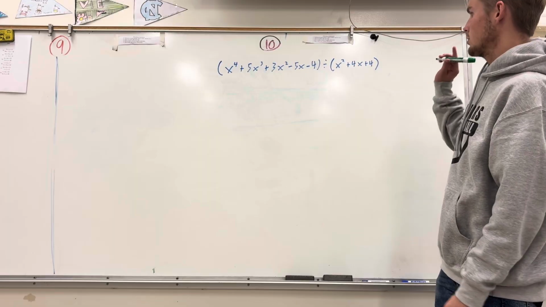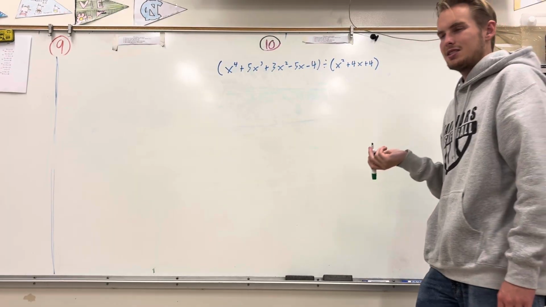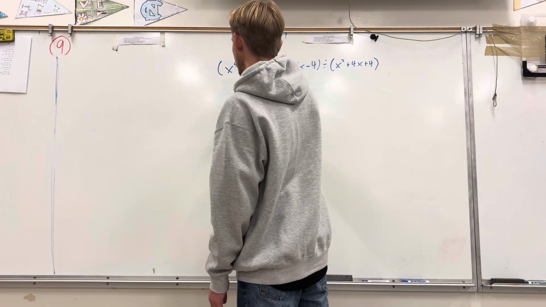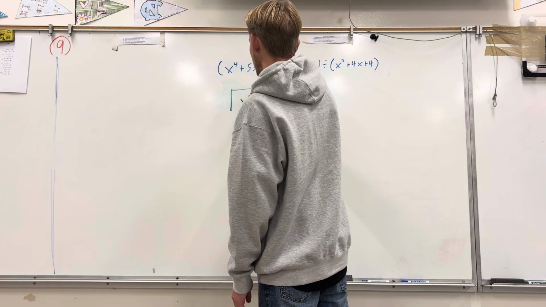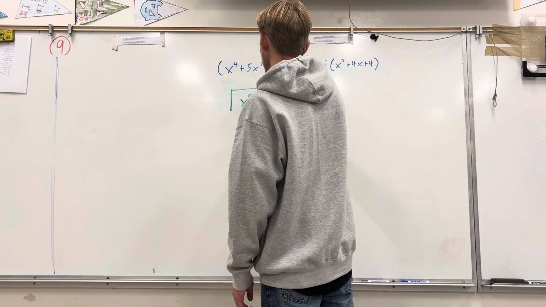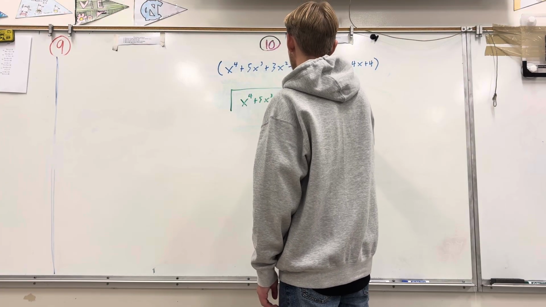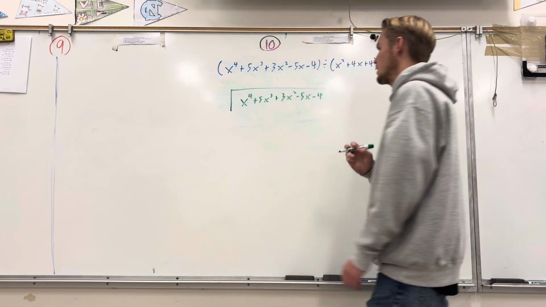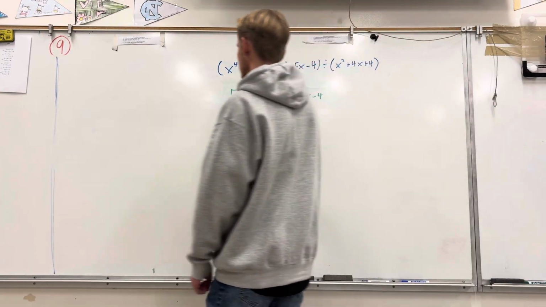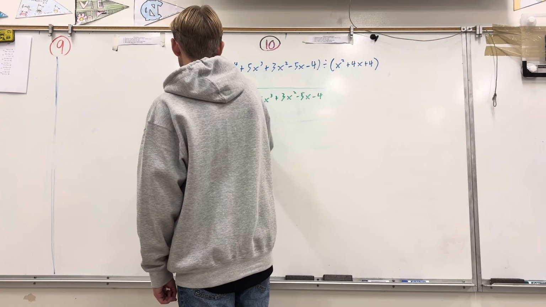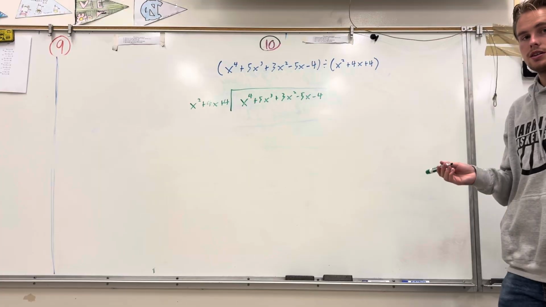Now we're getting a little trickier. We have a trinomial with degree 2, so x squared plus 4x plus 4. And that changes things a little. So we're still doing the same procedure, where we're putting the numerator in the box, so x to the 4th plus 5x cubed plus 3x squared minus 5x minus 4. We're putting that in the box, and then outside we're putting the denominator still, so x squared plus 4x plus 4. Okay, and we're still starting the same way.